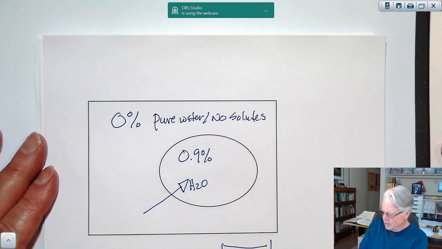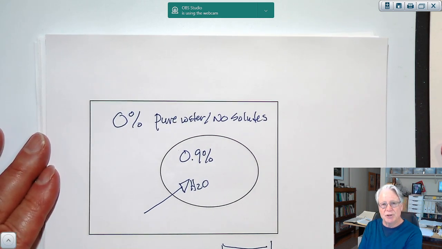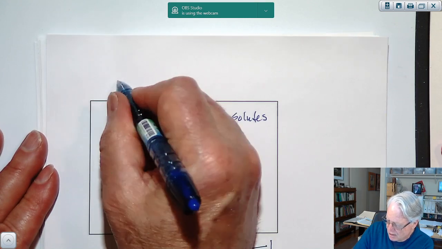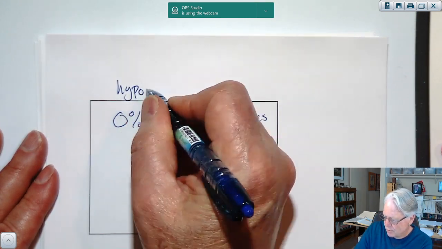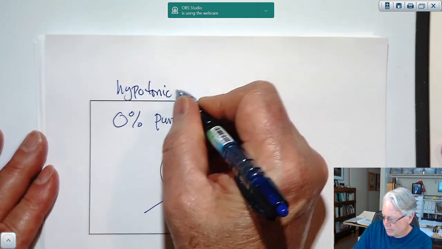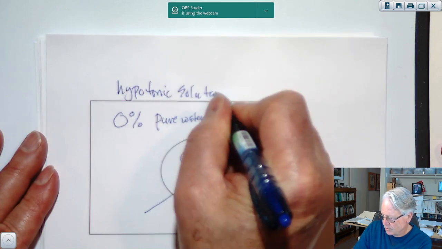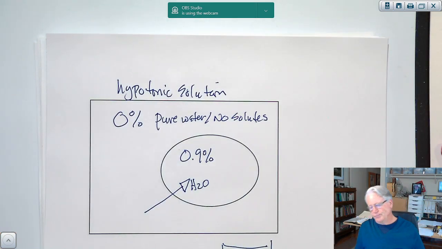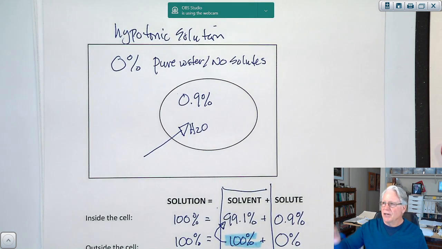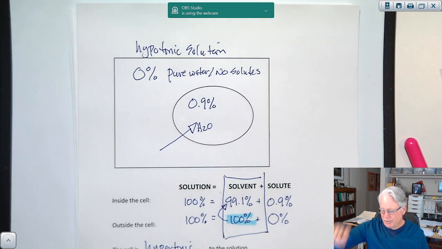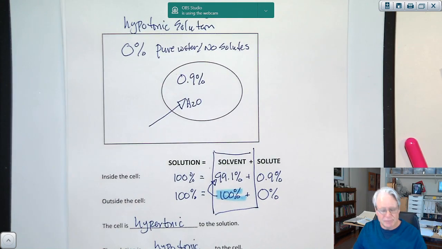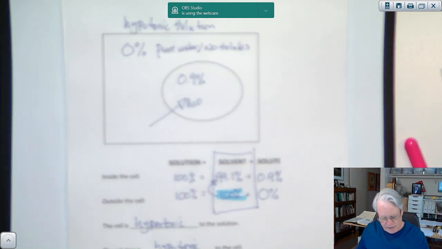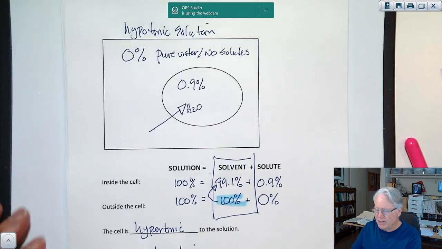All right. So non-functional, what type of solution do we have? This is a hypotonic solution. All right, so how many of you got that? Raise your hands. Wave your hands so I can see you. Very good. Most of you got it. Excellent. So that's test tube number 1.